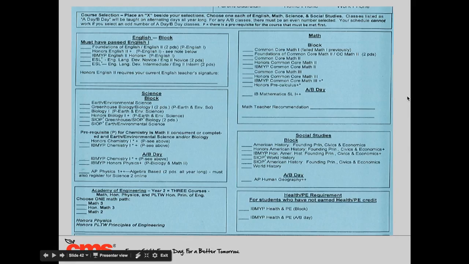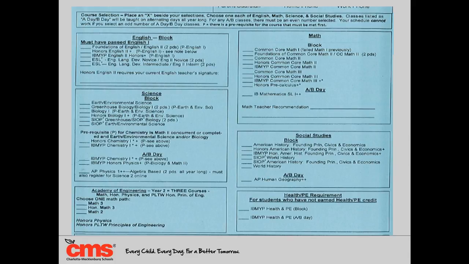So this is just a basic registration card for 10th grade. You'll see that they have the basic academic classes, your English, your science, your math, and your social studies. And then within those subject areas, there's the available courses that are offered at this particular school. So in English, you can see they have their foundations classes and an English 2, which is a 10th grade English. They also offer honors English. And then your ESL courses are ESL, English Language Development, Novice, and then English 2.